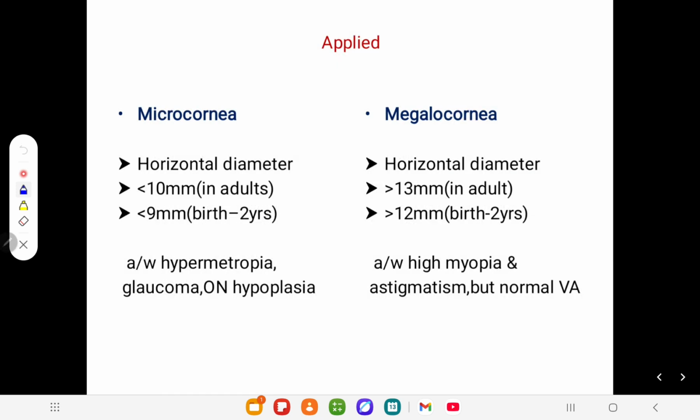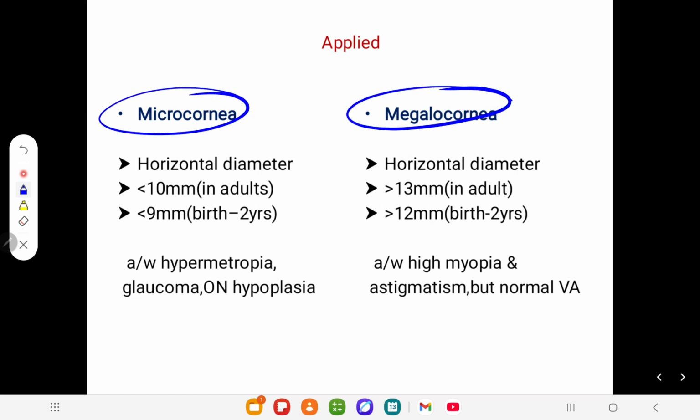Okay, and applied anatomy, I think it's important. Microcornea and megalocornea are very important in case of MCQs. We say microcornea and megalocornea based on horizontal diameter, not on vertical diameter. So horizontal diameter is always important, because in contact lenses we always use HVID, isn't it? Horizontal visible iris diameter. Okay. So in an adult, if the horizontal diameter is less than 10 mm, we call it microcornea. In an adult, if it is greater than 13 mm, we call it megalocornea.